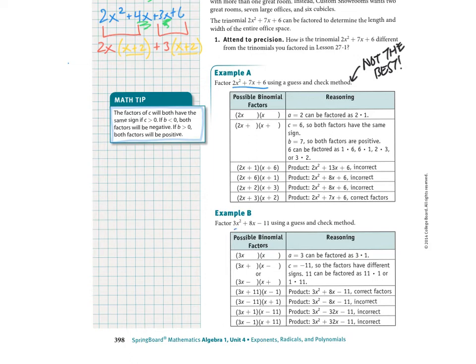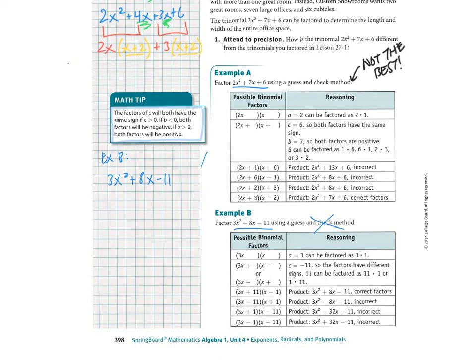All right, so we're going to factor 3x squared plus 8x minus 11. And again, we're not going to do the guess and check method. No way, Jose. We're going to end up doing grouping. So let's go ahead in the margin and write down example B. Let's try this using the method that we had before. You can look back at your notes to help us figure it out.